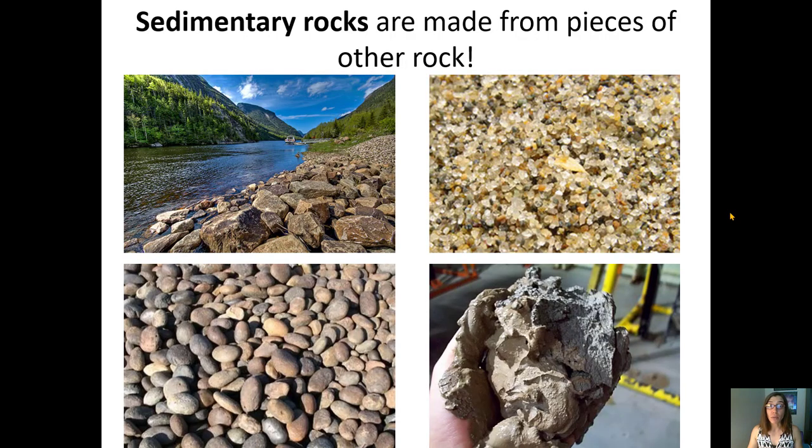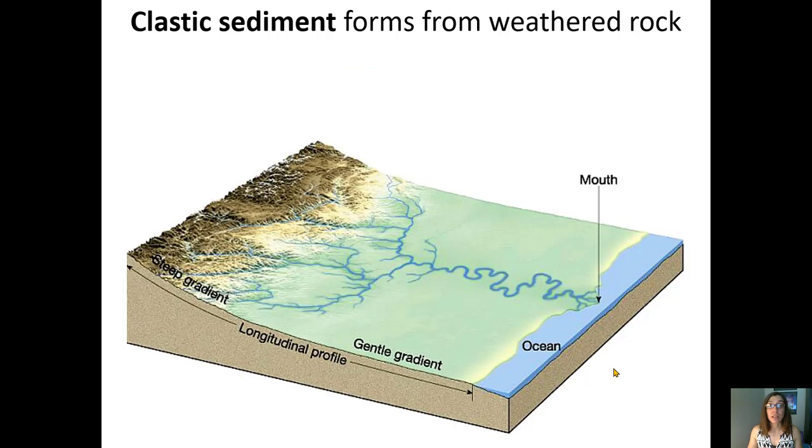So as we've talked about already, you know that sedimentary rocks are made from pieces of other rock. Those sedimentary rocks that are closer to the source tend to be larger in grain size, and the farther we get away from the source, we tend to see a decrease in grain size, all the way down to our silts and clays that tend to be deposited out in the deeper parts of the ocean. So clastic sediment, clastic being the clasts, the individual grains of sediment, forms from weathered rock.